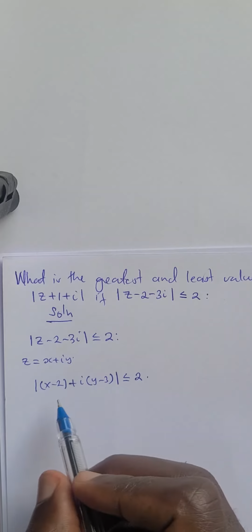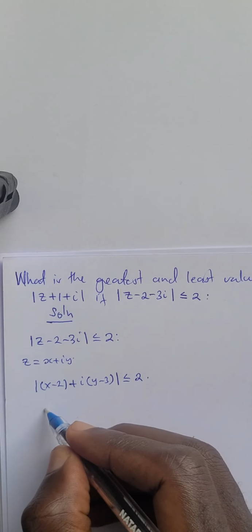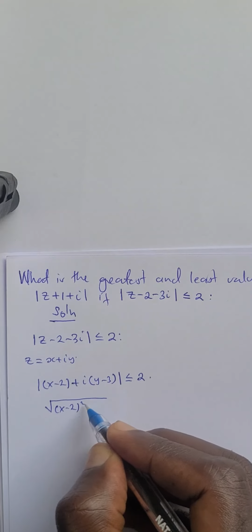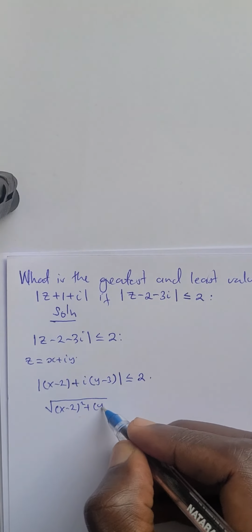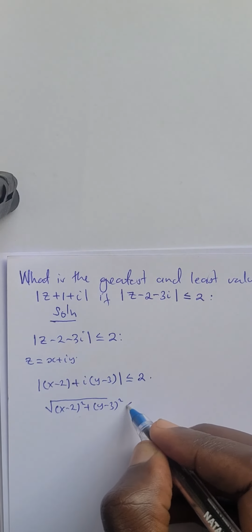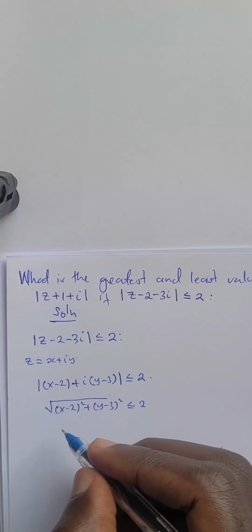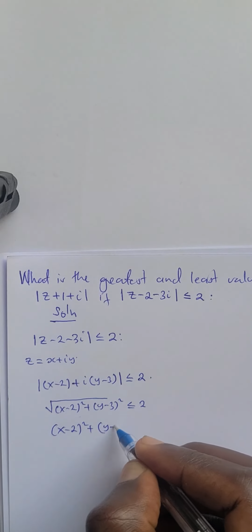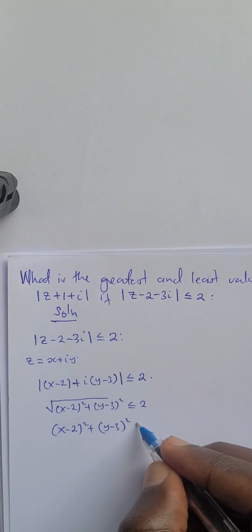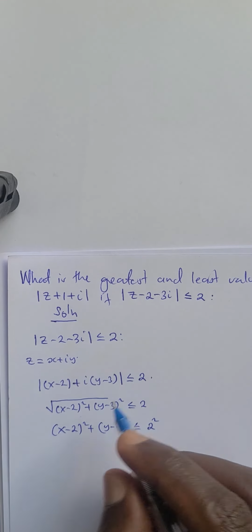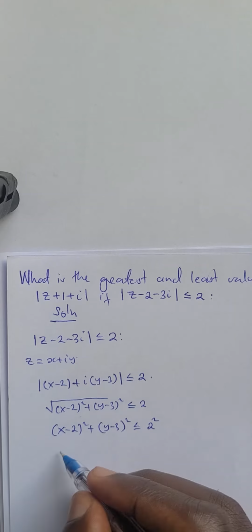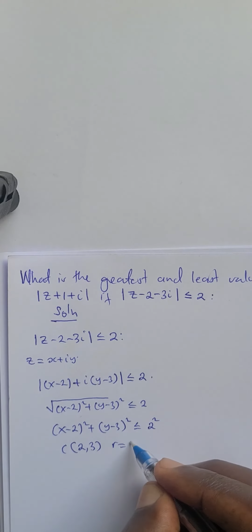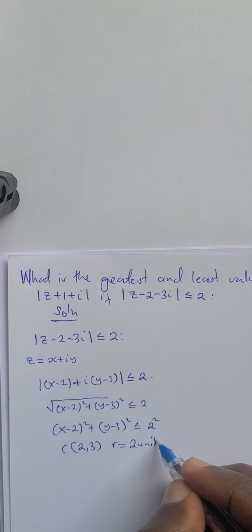Okay, you can see if I apply the modulus, I'll be having the square root of, then this one squared, that's all equal to 2. Then to remove the square root, I have x minus 2 squared, that's all equal to 2 squared. I square both sides. Now you can see this is going to be a circle with the center (2, 3), and then the radius is going to be 2 units.